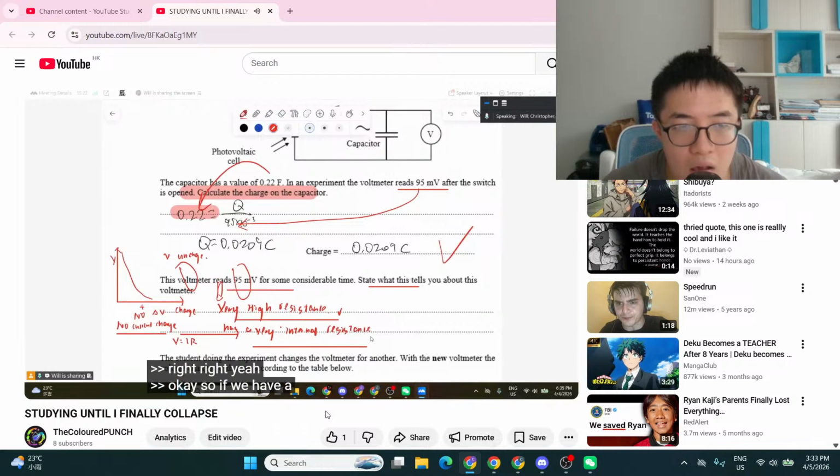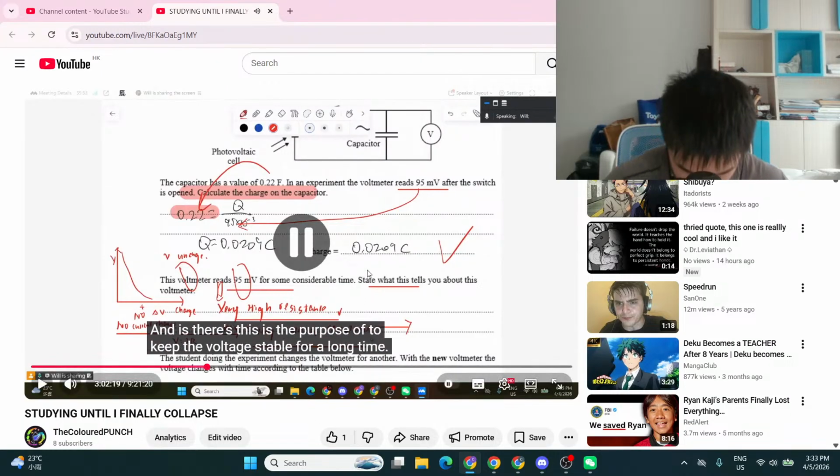So if we have a very high internal resistance, that will result in extremely small leakage current, right? Understand that? So the charge on the capacitor transfers slowly, and this is the purpose: to keep the voltage stable for a long time.